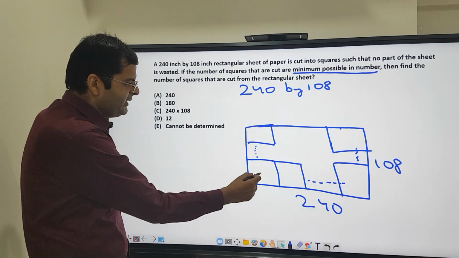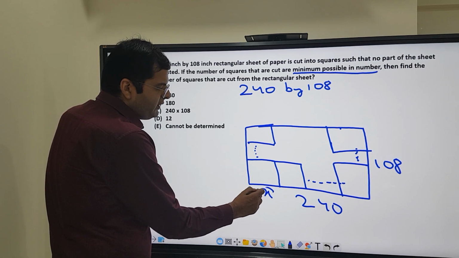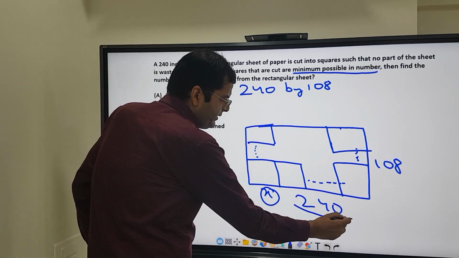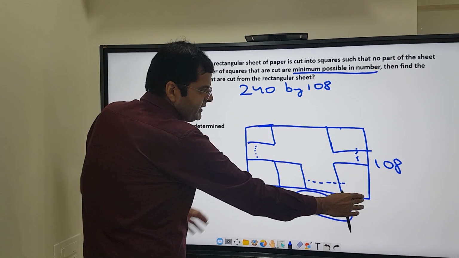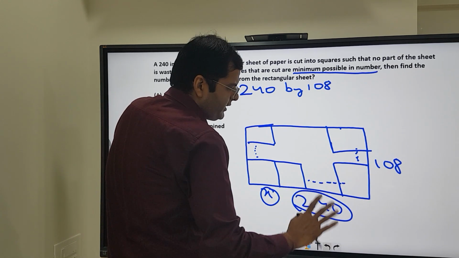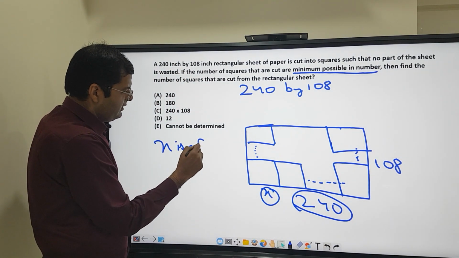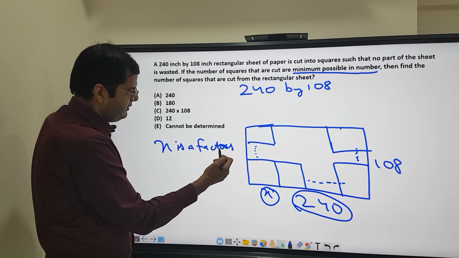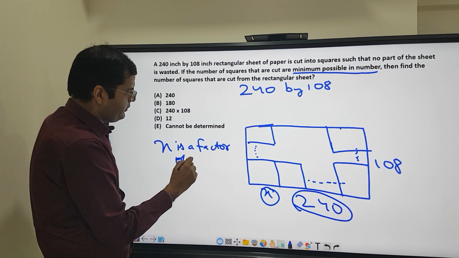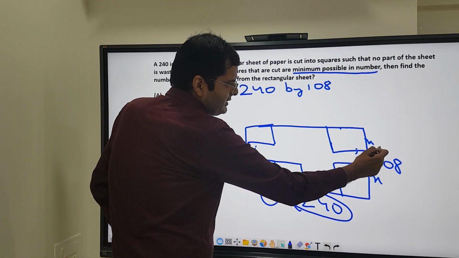Now if you look at it, let the length of the square be x. Now x over here is a factor of 240. Why? Because no sheet is being wasted, so this x will cover 240. That means x is a factor of 240. By the same logic, this side is also x because these are squares.